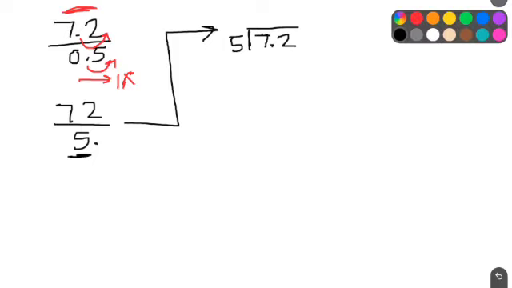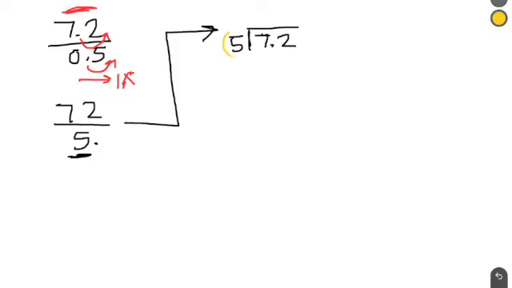5 times what number is equal to 7 or less? So we go to our times tables. We say 5 times 1 is equal to 5. 5 times 2 is equal to 10. So we see here that if that number is 2, then it would be bigger than 7, so it can't be 2. So it has to be the number 1. So 5 times 1 is equal to 5.